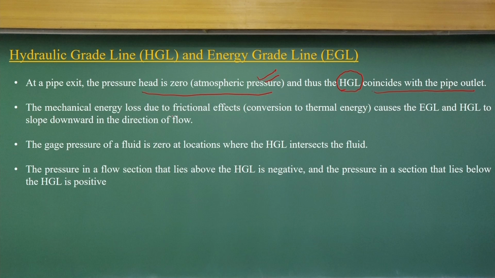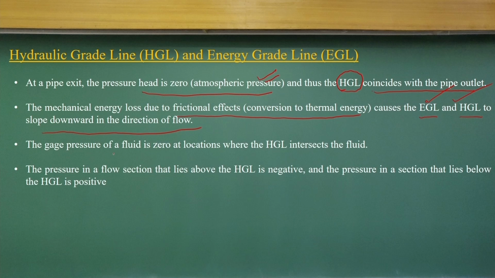Mechanical energy losses due to frictional effects, which convert it to thermal energy, cause the energy gradient line and hydraulic gradient line to slope downwards in the direction of the flow. That is what I am trying to explain to you: there will be energy losses whenever you have flow systems. So, there will be a downward slope in the direction of flow of the energy gradient line and also the hydraulic gradient line. But the energy gradient line should always have this, while sometimes the hydraulic gradient may not have a downward slope in the direction of the flow.